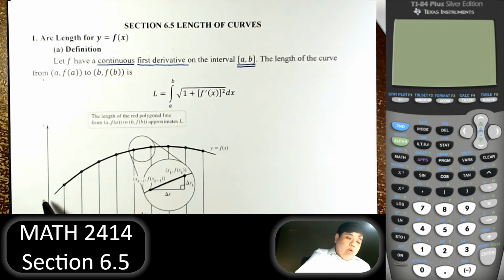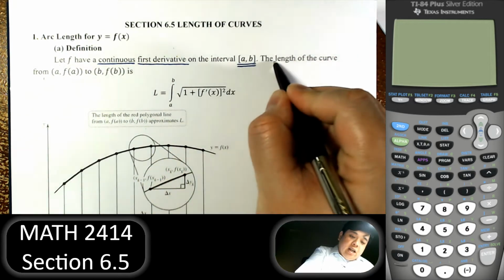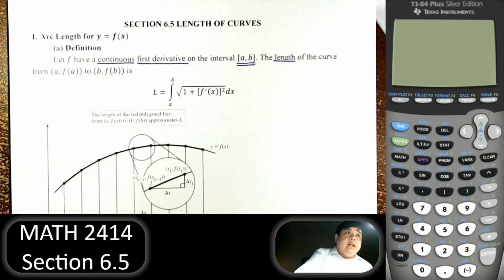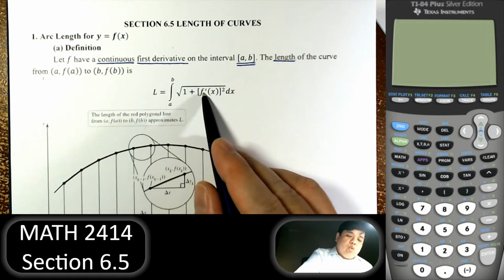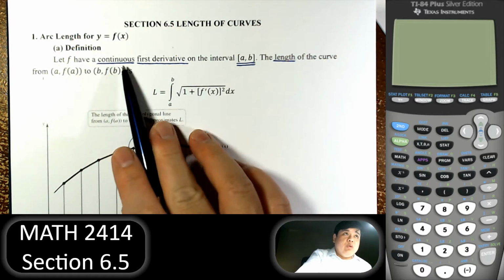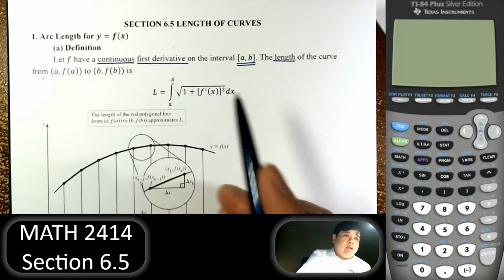So pretty much we only find the arc length from a to b, and it says that the length is given by this formula here. Of course, because we have the derivative there, that's why we need to have a continuous first derivative. Right. So where does that come about?